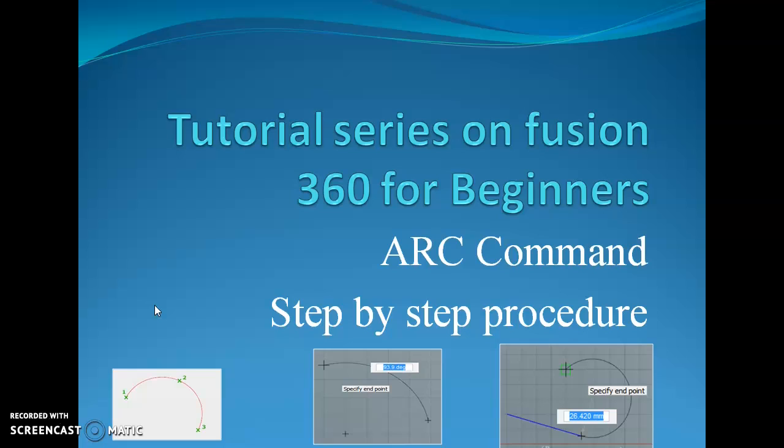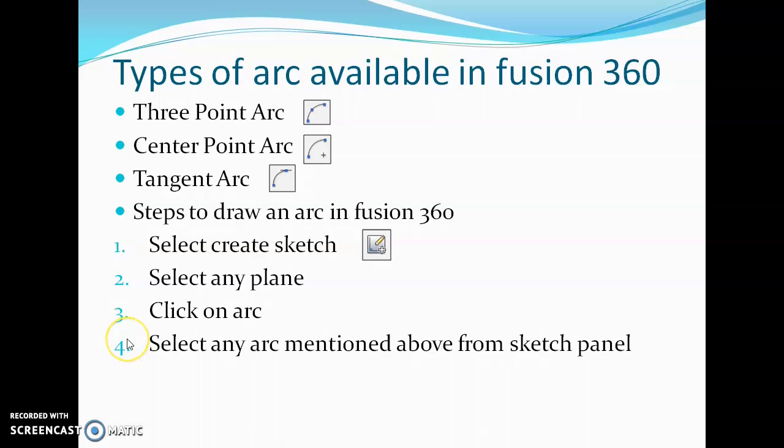Before drawing an arc in the workspace of Fusion 360, let's discuss the different types of arcs available in Fusion 360. There are three types of arcs available in Fusion 360. First one is 3-point arc, second one is center point arc, and third one is tangent arc. 3-point arc creates an arc using 3 points. To create this type of arc, you have to specify start point, end point, and a point on the arc.